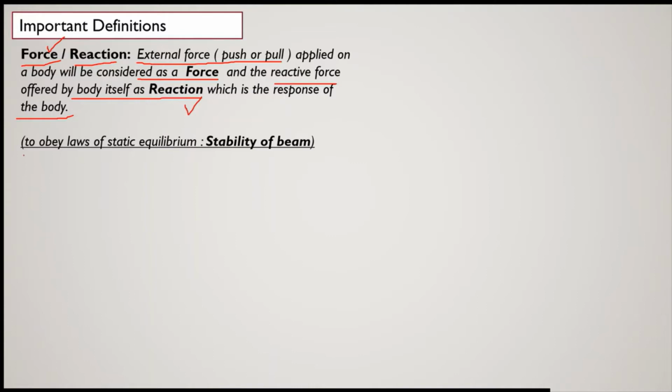Now a very important thing is to obey the law of static equilibrium. That means it is very clear that every member, whether it is a beam or a column, will try to remain in the state of static equilibrium. Static equilibrium means at rest. That body will try to stay at rest. Now if you are constructing a beam on a column, what is our requirement? That the beam should remain stable. The beam should not move, so it should follow the laws of static equilibrium.